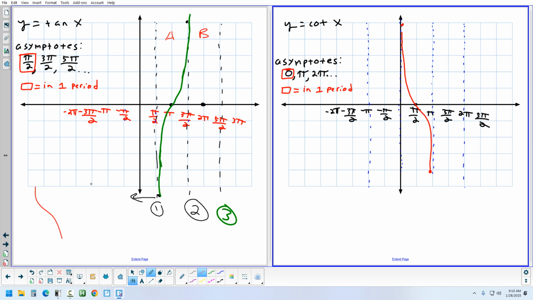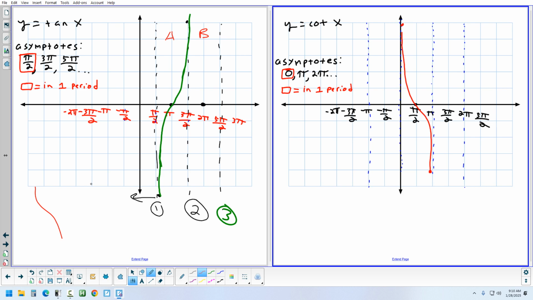Same deal with the asymptotes. There is only one per cycle. There can't be two. That wouldn't work. And that's it. So any questions on the graph of tangent versus cotangent?